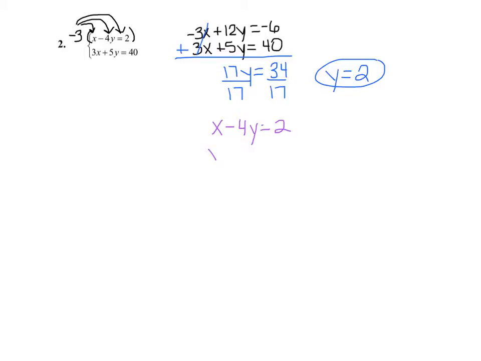So now we have x minus 4, replace our y value that we just found, 2, equals 2. Next up is to multiply 4 times 2. So x minus 4 times 2, which is 8, equals 2. And then our last step, you want to add 8 to both sides. The 8's cancel. x equals 10.